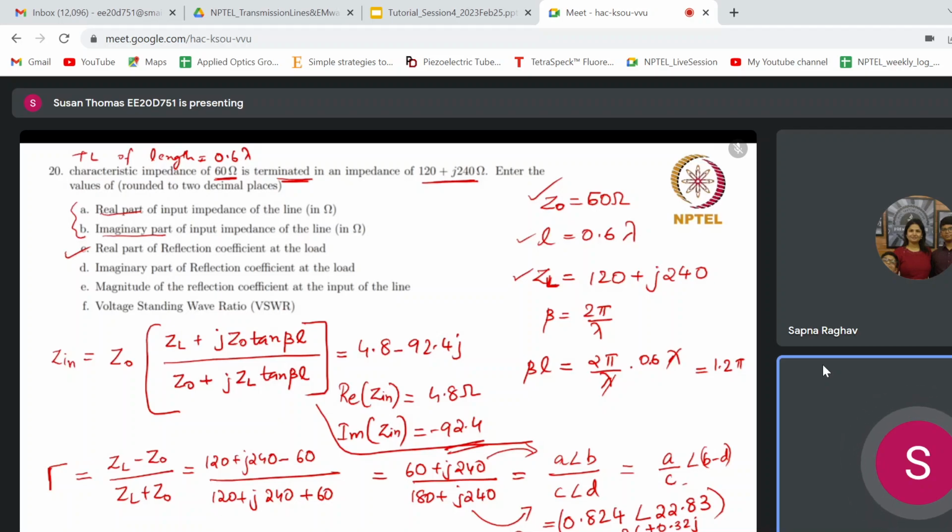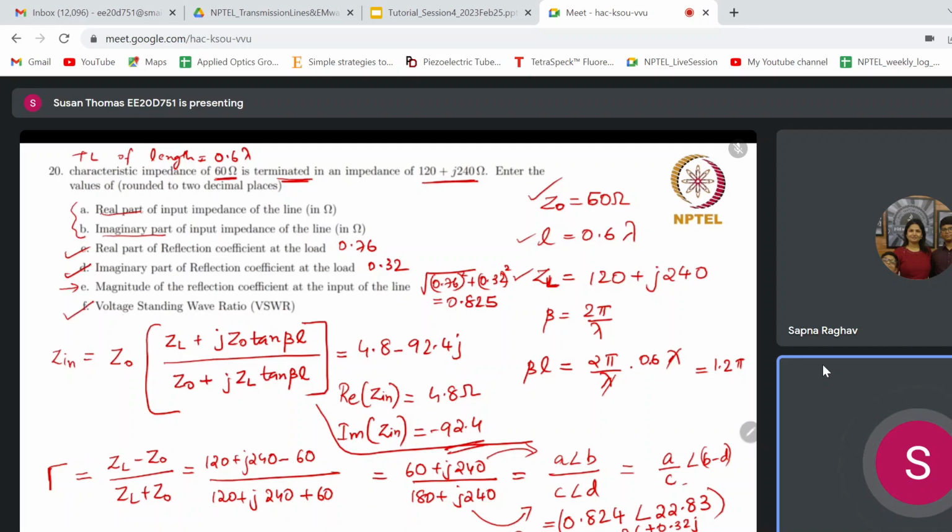So again, the real part of the reflection coefficient is 0.76 and the imaginary part is 0.32. Now, the question E, magnitude of the reflection coefficient. If you have a real and imaginary part, it's easy to calculate the magnitude: 0.76 squared plus 0.32 squared, A squared plus B squared. If you try that, you must get magnitude 0.825.